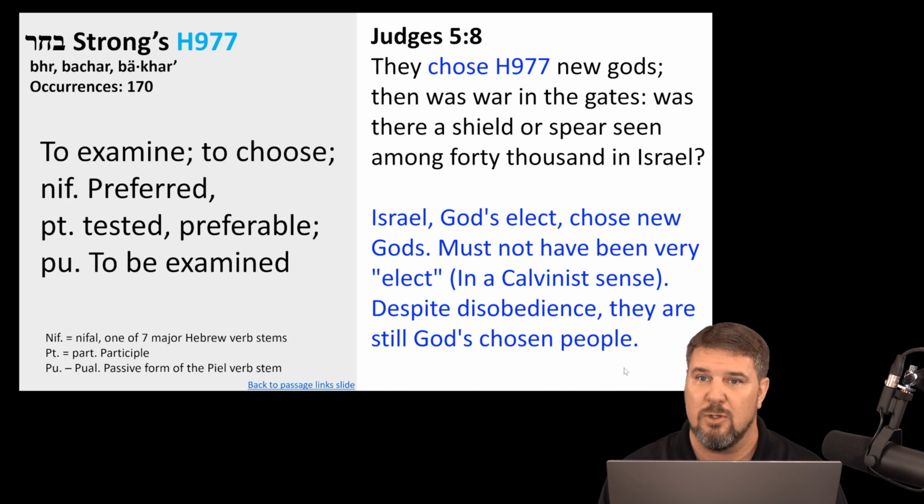Shouldn't they be persevering in good works? Wouldn't the elect only choose good things? Okay, I guess not. They won't. All right, so the Calvinistic election isn't supported by any of these passages.